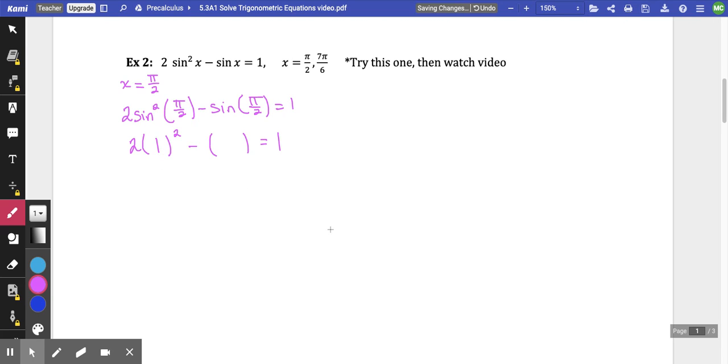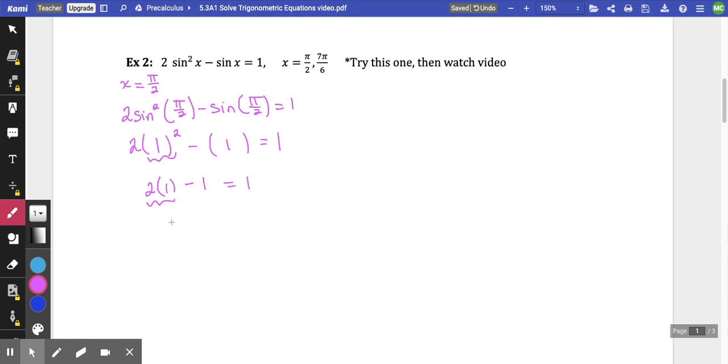I could also think of it as the unit on the unit circle. Pi over 2 is the positive y-axis, which is 1 unit up from 0, and sine is the y value on the unit circle. So that would be 1. So sine of pi over 2 is 1. Next, in the order of operations, I would have to do this exponent. That would have the next highest priority. So 1 squared is 1.